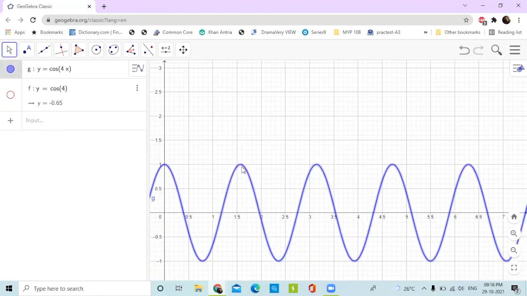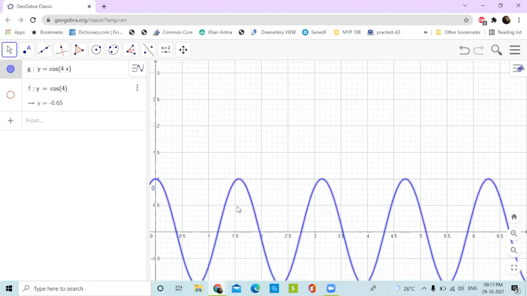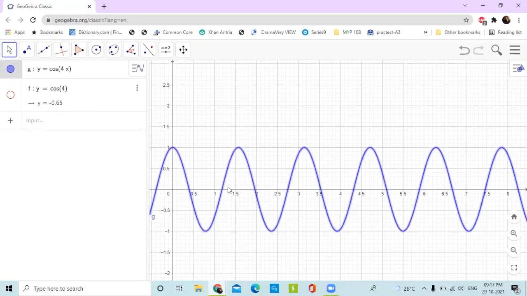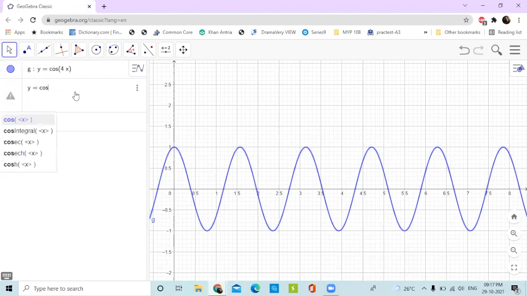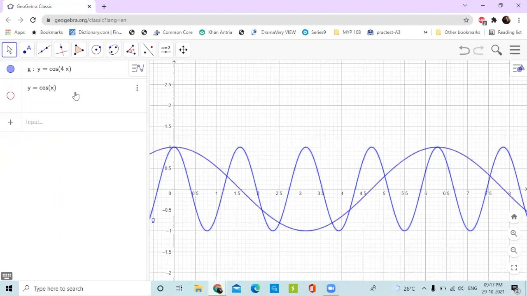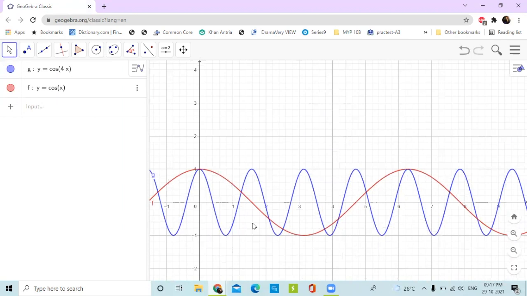If you were to zoom in, this point here would be where pi by 2 is, which is 90 degrees if you were to convert radians to degrees. And if you were to compare this graph to y equals cos x, there's a major difference. Look how compressed the blue wave is compared to the red wave.